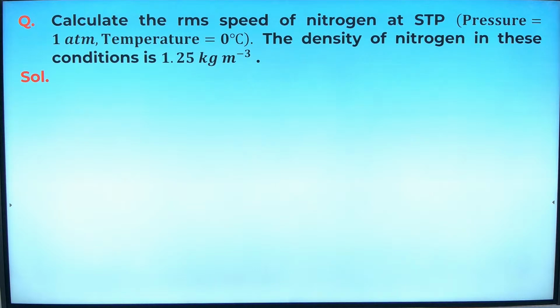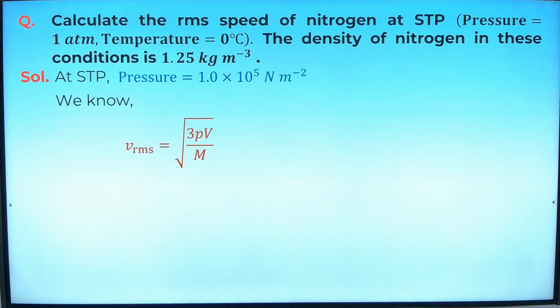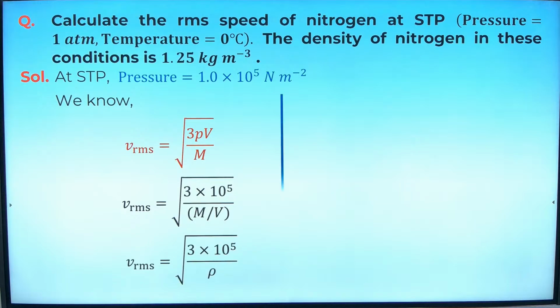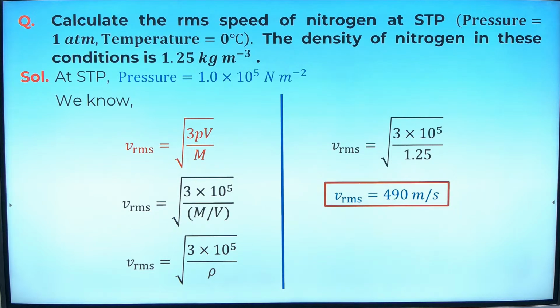Any answer? Nearly. I hope you are using this formula: 3RT by m. RT will become PV, because PV is equal to RT. So, instead of m by V, we are using density. So m by V will become density, 1.25. Now just solving approximately, you get 490 meter per second.